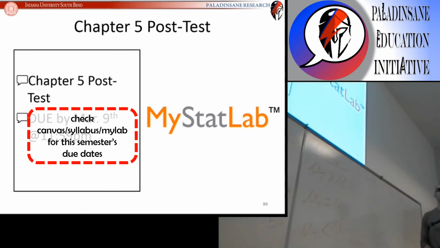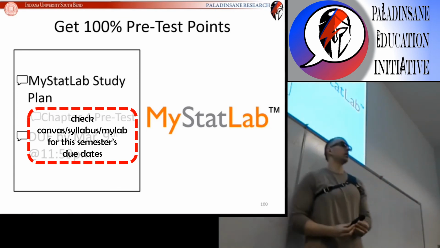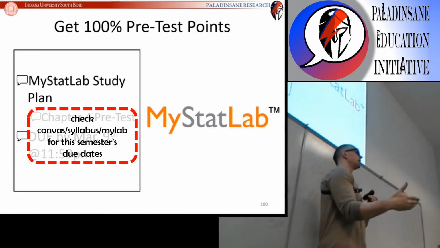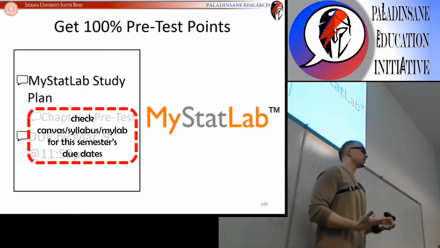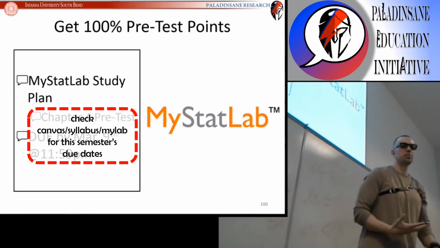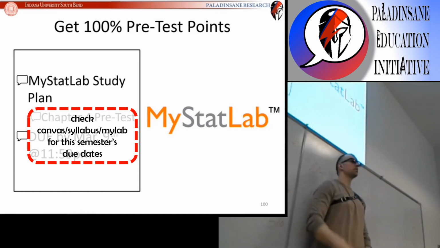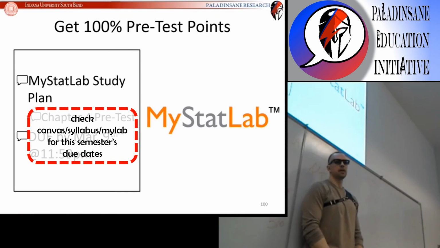And as well, if you are taking advantage of the MyStatLab study plan, getting those mastery points to supplement your pre-test points, just be aware that the due date for that is midnight before the exam. So if you're doing it for chapter 4, the due date for those study plan points is midnight before the exam. If you're doing it for chapter 5, once again, midnight before the exam.